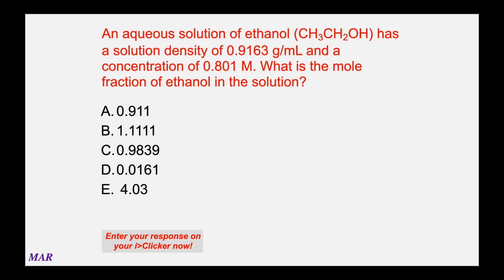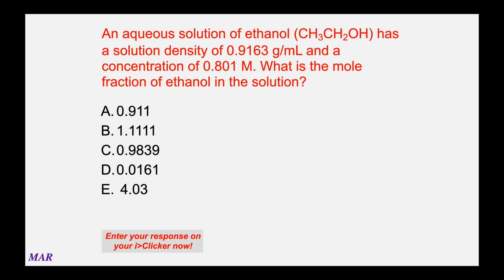So from 1,000 milliliters of solution, you can use that density to get the total mass in grams of the solution. All right. So 1,000 milliliters times 0.9163 grams per milliliter will give you the grams of solution. That equals grams of ethanol plus grams of water. Now, if you know that you have 0.801 moles of ethanol, which by the way we'll use in mole fraction here in a little bit, you can turn moles of ethanol into grams of ethanol using the molar mass.